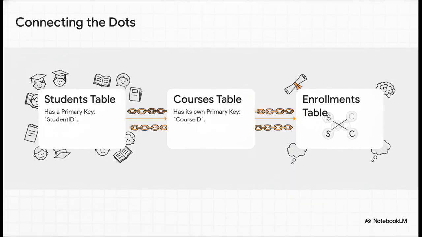Let's see exactly how this works. Our students table has its primary key, student ID. Our courses table has its own primary key, course ID. So to connect them, we create a third table. Let's call it enrollments. And each row in this new table is just a simple link. It just holds a student ID and a course ID. That's it. It elegantly connects one specific student to one specific course. It's a really powerful way to handle complex connections.